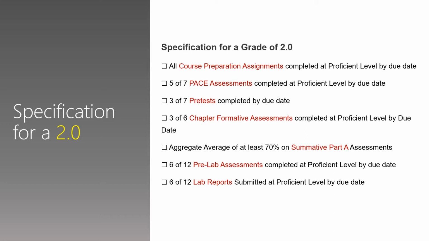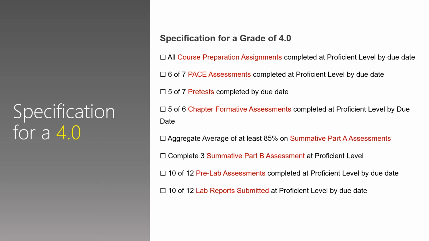Now let's contrast this with 4-point. For 4-point, you've got all course preparation materials, again, trivial. 6 out of 7 PACE assessments, so again, not 100% perfect. But now we go to 5 out of 7 pretests and 5 out of 6 chapter formatives proficient. All right, so we've upped the stakes a little bit. Aggregate average of at least 85% on the summative Part A's.